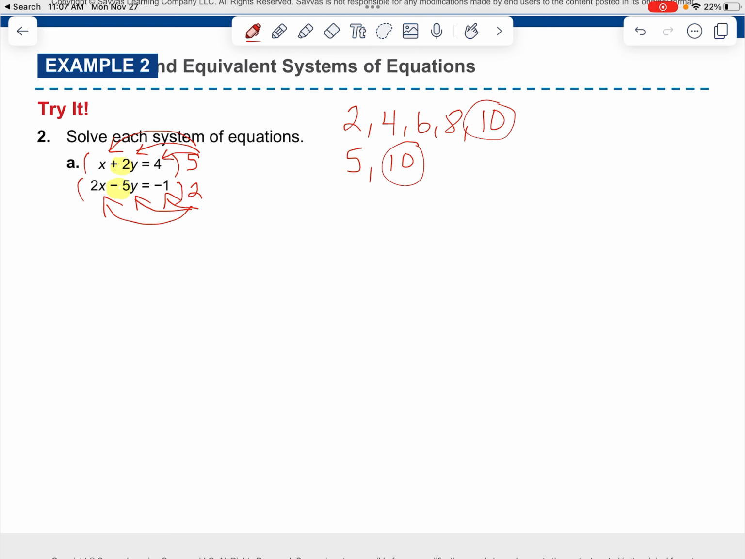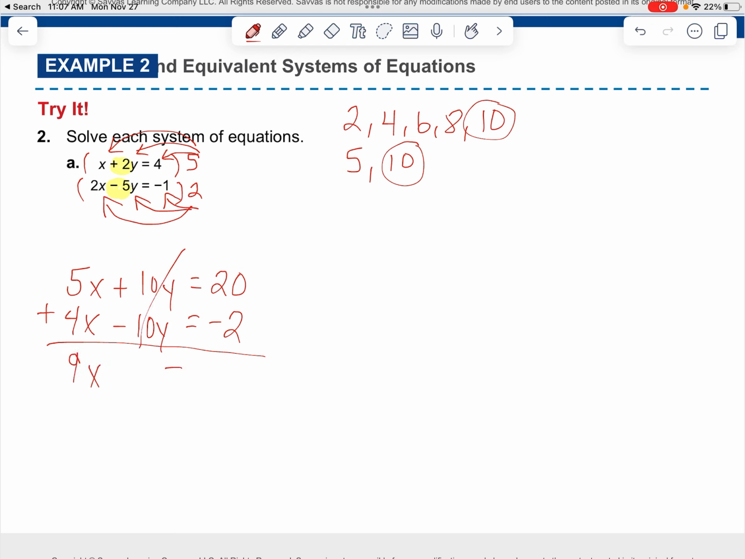And rewrite the new system, which is 5x plus 10y equal to 20. My second equation is going to be 4x minus 10y equal to negative 2. I'm going to add my system. My y's cancel. I end up with 9x is equal to 18. And when I divide both sides by 9, I end up with an x of positive 2.